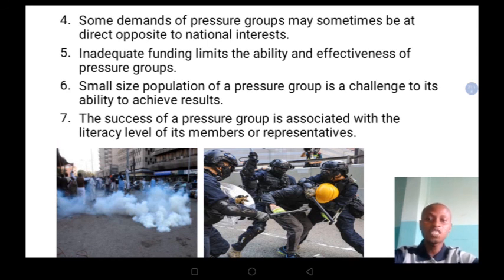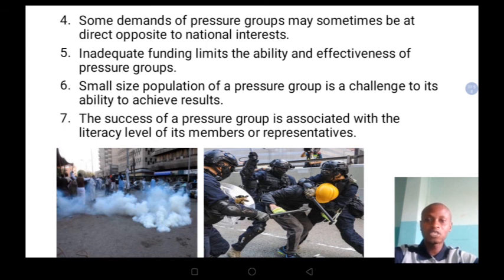Now, a small population size of a pressure group is a big challenge, because if the population size is not big enough to influence, the government may not listen. So every pressure group that has few members may find it difficult to influence government. But those with a large population size, when they move out to protest, the government will see the population. When they go on strike, it will affect the government, affect the economy. So government will always listen to such pressure groups.